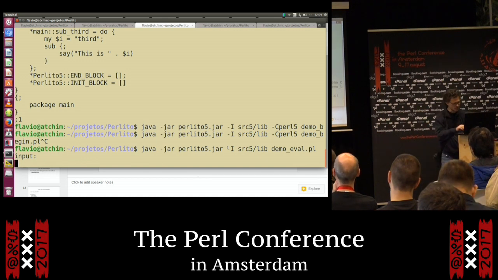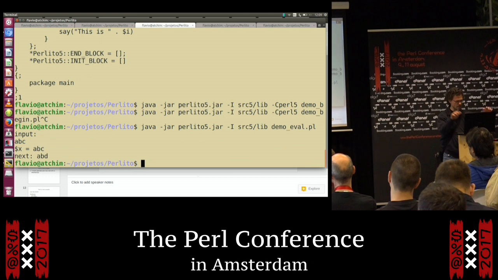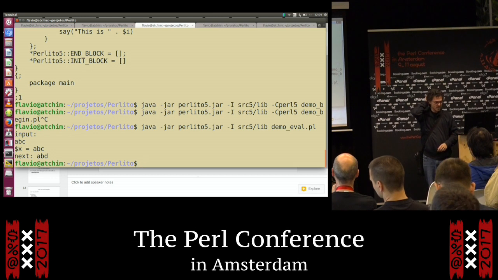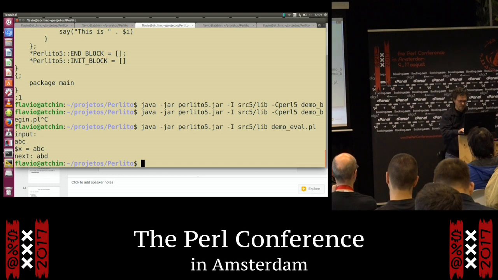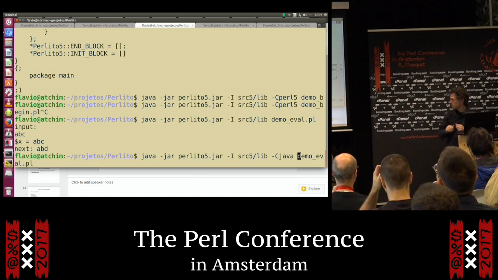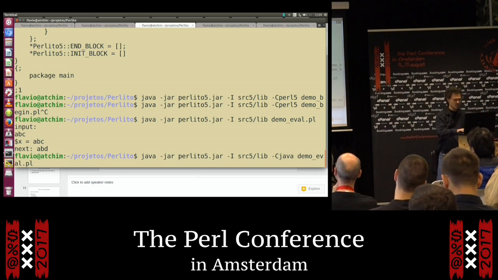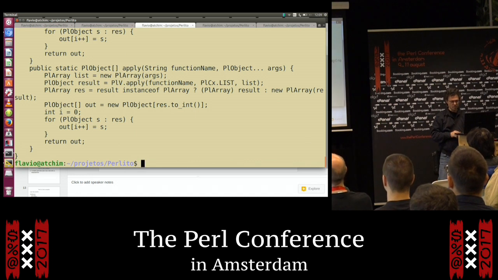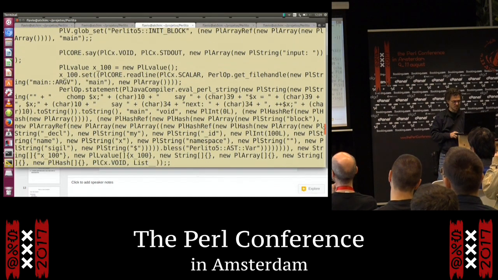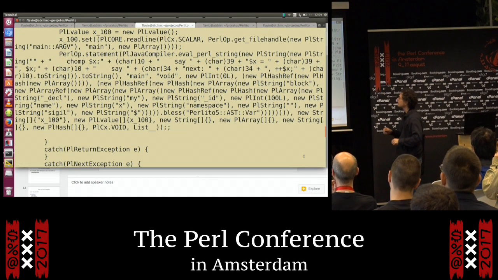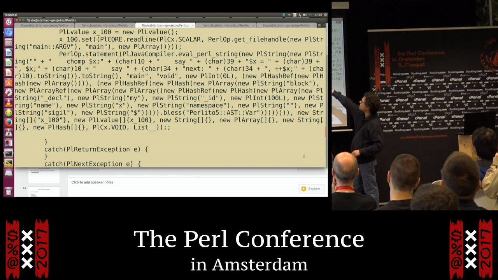So it's waiting for input. I'll put A, B, C, and I get increments to A, B, D. What do you get from this? If you do this, which you probably shouldn't, compile to Java instead of execute, then you get a bunch of code here, and you will see, among other things, a big Java compile PL Java compiler dot eval PL string and the whole thing.